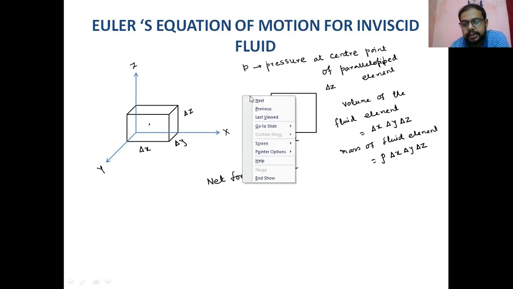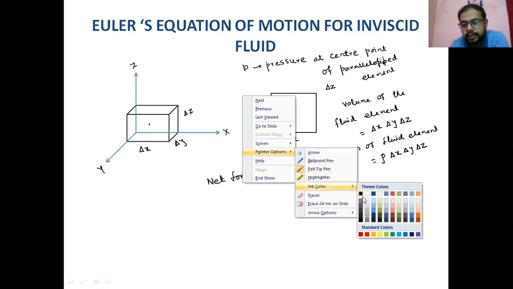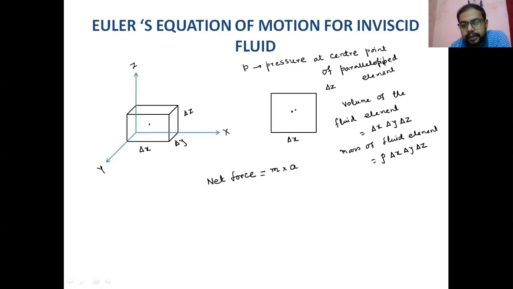We are checking this two-dimensionally because it will be easy for understanding. At the center, the pressure is P. If you go to the left-hand side, what is the pressure in this zone? As at the center the pressure is that much, in this zone the pressure will be P minus del P del X into dx, because you are going to the negative side.